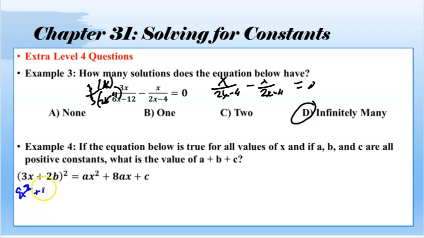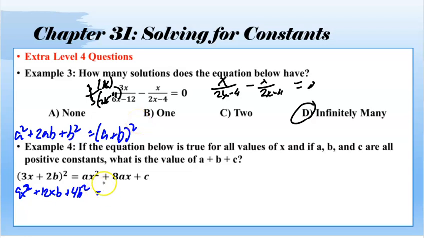So this is going to give us a positive 12xb. And then I square the last term, which would be a positive 4b squared. Now for this one, I'm just using the formula a squared plus 2ab plus b squared, which means I have a plus b squared. So that's the formula I used for this one. So if that has to equal the right-hand side, I can now find my a, because if I take the x squared out, I'm now left with 9 equaling a. So a is 9.